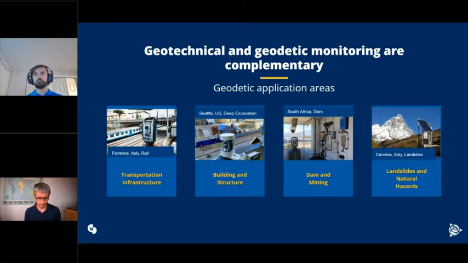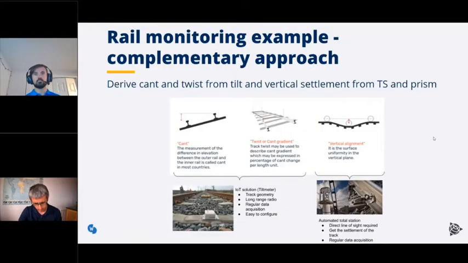For example, we monitor deep excavation. We install Prism and we are able to monitor the excavation wall. We are in dams and mining in South Africa. And for example, here it's a dam and we already monitor the dam. And structure and natural hazard, as you can see with GNSS. So it's a perfect match.